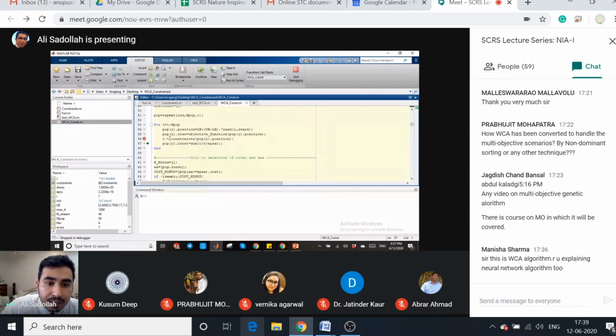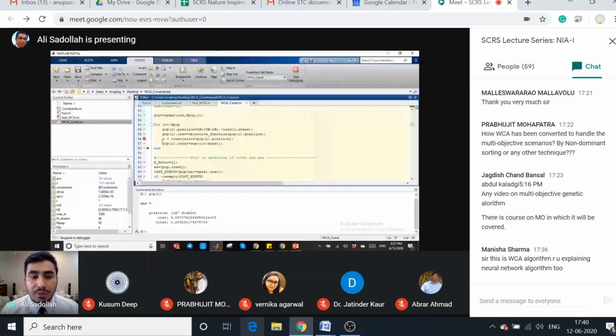In this case, for this individual pop1, the cost is very big, and this is the position value, and this is the constraint violation. This is a summation of the constraint violations. That means 0.13 plus 0.15, that is 0.29. This is the summation of the constraint violations. So we work with the summation of the constraint violations. We care about one value.